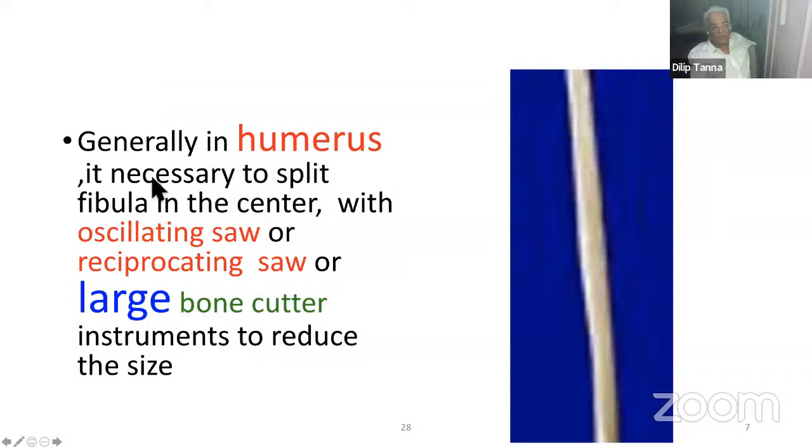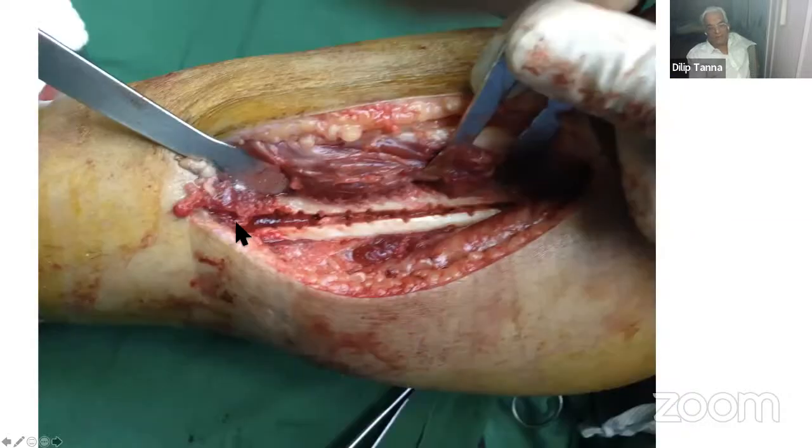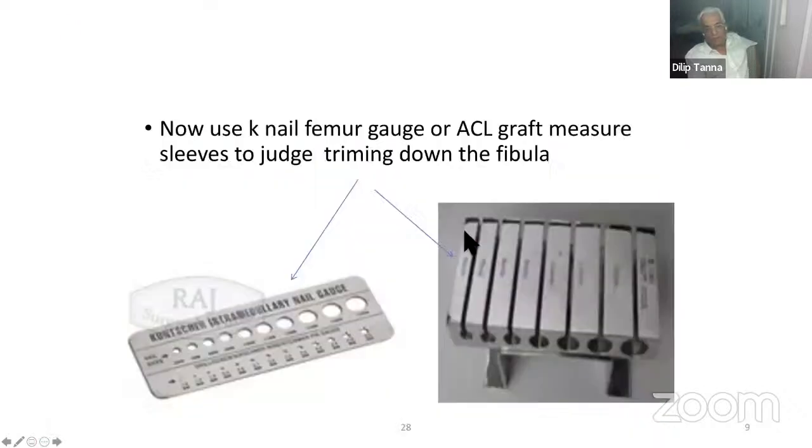Nowadays, generally in the humerus, it is necessary to split the fibula in the center with an oscillating saw, a reciprocating saw, or a larger bone cutter instrument. While splitting, you may really break it off and there is a problem. So off late, I have started taking in situ only half the fibula if I am operating upon the humerus. Make multiple drill holes, connect them, and take only half the fibula.